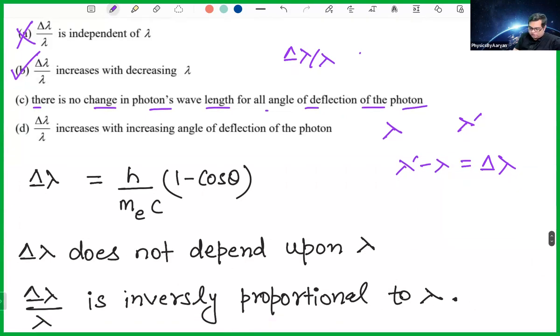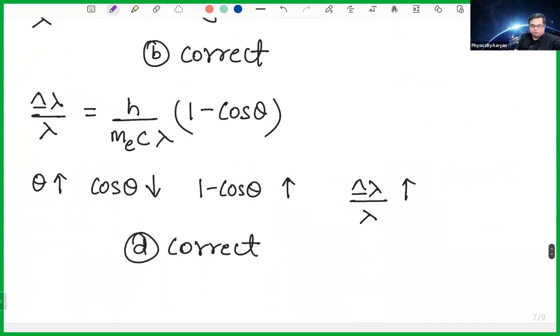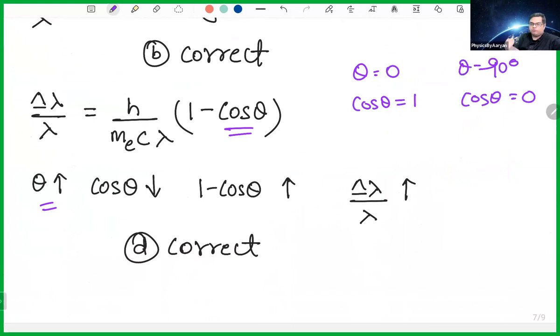Okay. And the last option is that delta lambda by lambda increases with the angle of deflection. So delta lambda by lambda depends upon theta, which does make sense because if you increase the theta, cos theta decreases, because you know at theta 0, cos theta is 1, but at theta 90, cos theta is 0. So if you increase the theta, cos theta decreases. So if cos theta decreases, 1 minus cos theta will increase, because now you are subtracting a small number from 1. So if you subtract a small number from 1, overall number will increase. So 1 minus cos theta is increasing. If 1 minus cos theta is increasing, then delta lambda by lambda is also increasing.